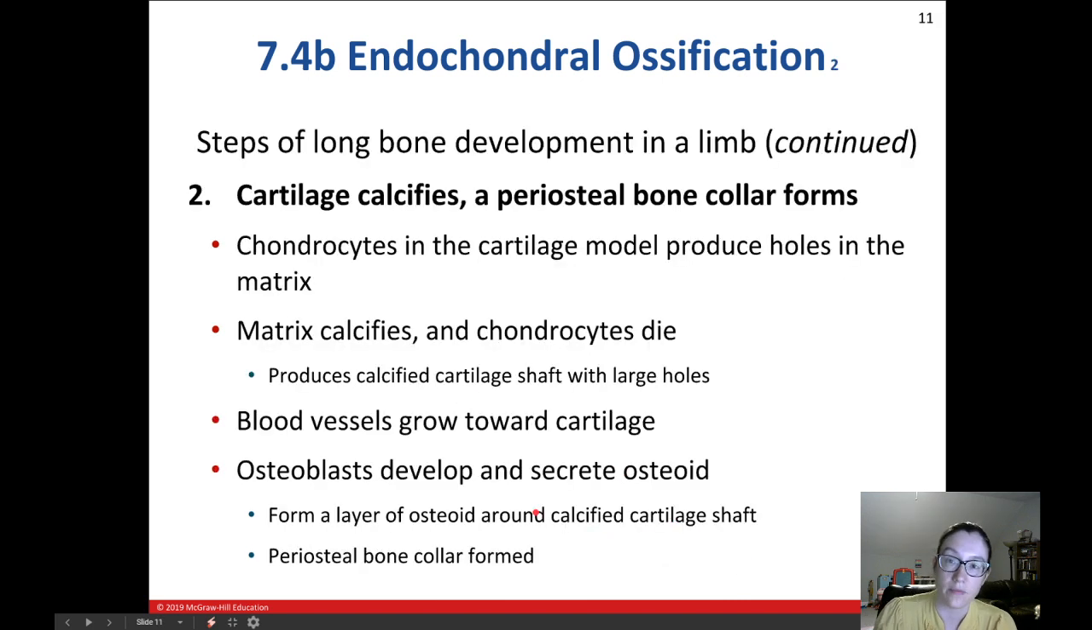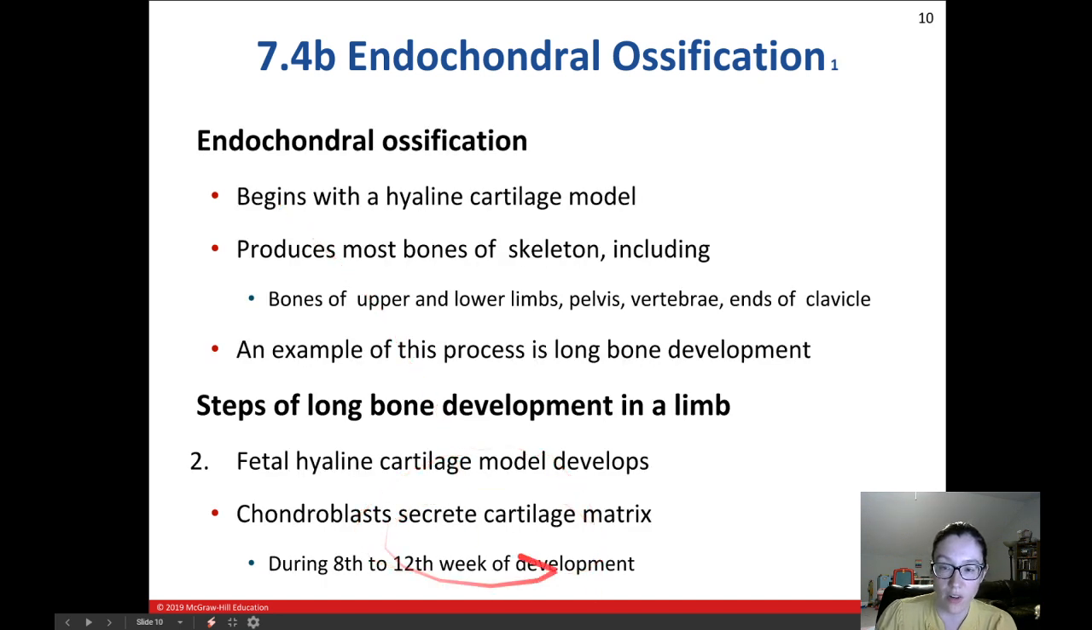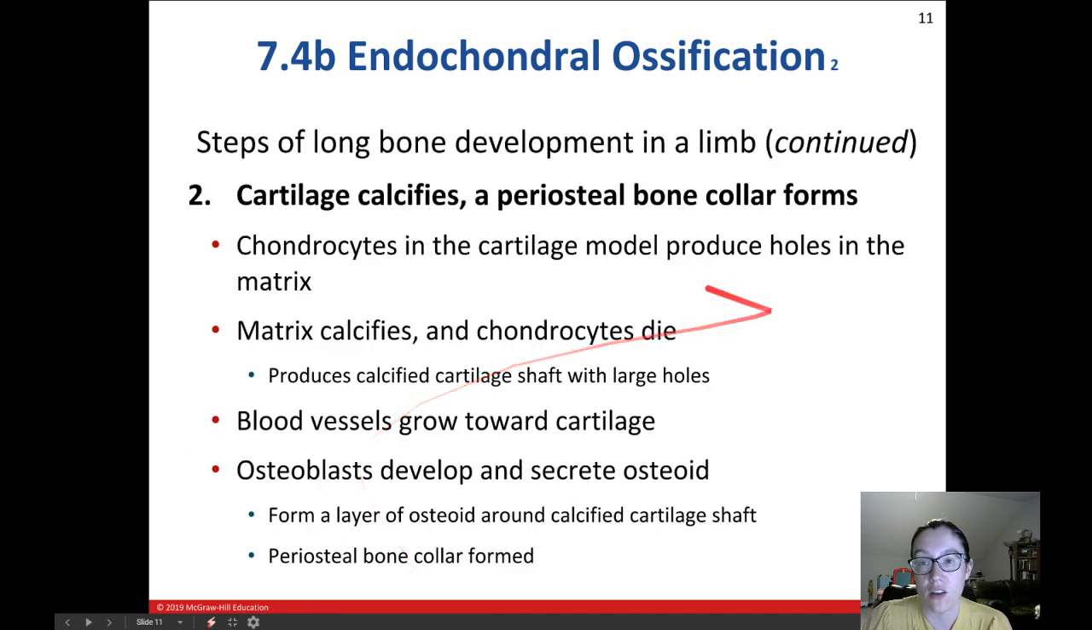Remember, at this very early part, during the 8th through 12th weeks of development, we're going to have both appositional and interstitial cartilage growth happening. Interstitial cartilage growth is going to happen first, when we have that explosive amount of cartilage growth. And then once we have the model formed a little bit more and we're just getting it bigger, we're going to have mostly appositional growth happening along the inside edges of the perichondrium. So the next step here is that the cartilage is going to calcify, and a periosteal bone collar is going to form.